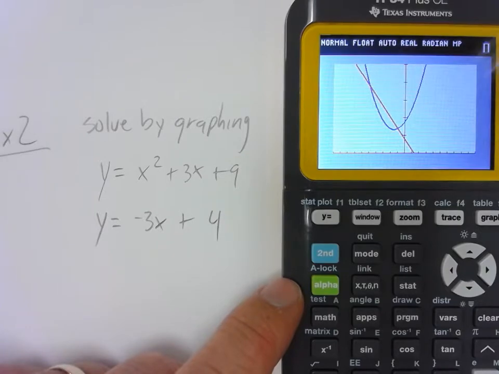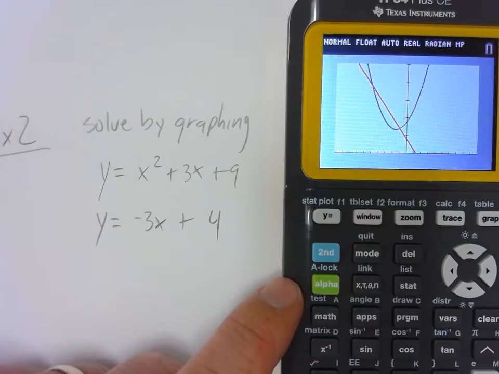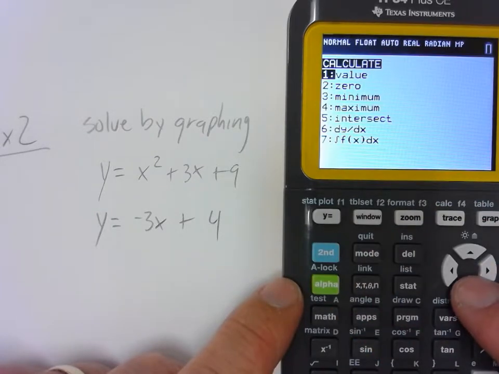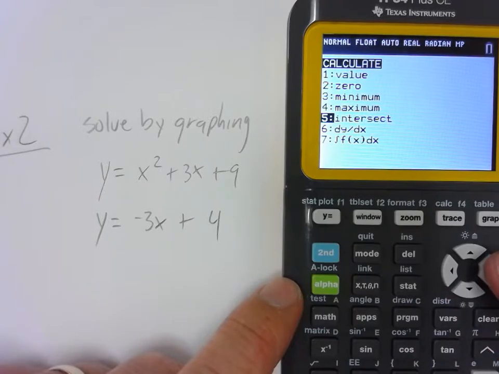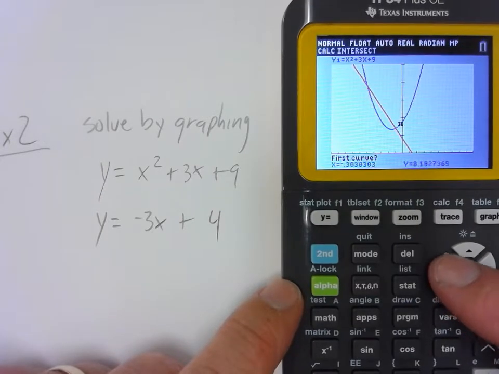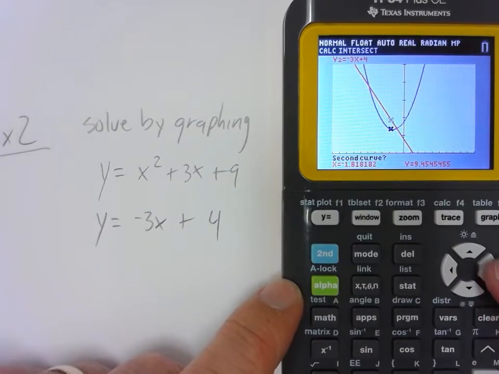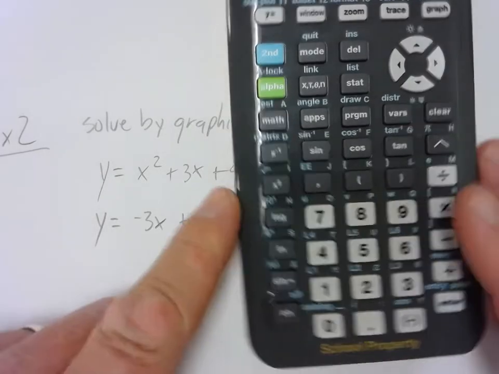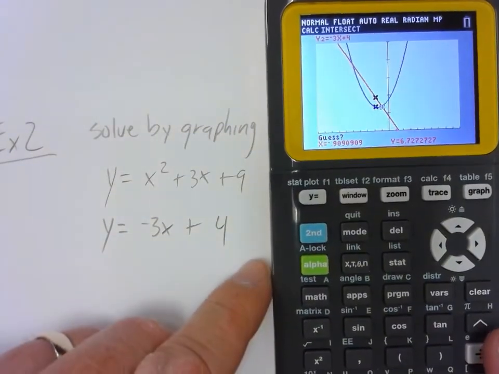The calculator will find those for us. We'll go to second and calculate. And we're going to choose number 5, which is intersect. And it says, is this the first curve? Yep. Is that the second curve? Yep. And by saying yep, I'm hitting enter. First curve, second curve, and intersect.